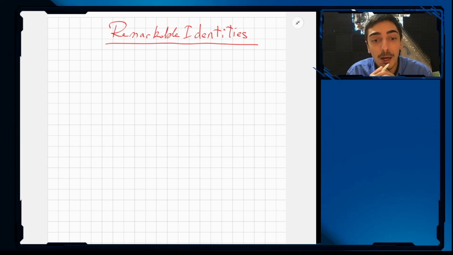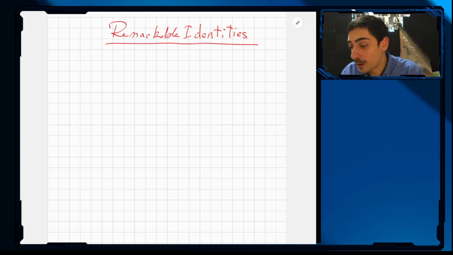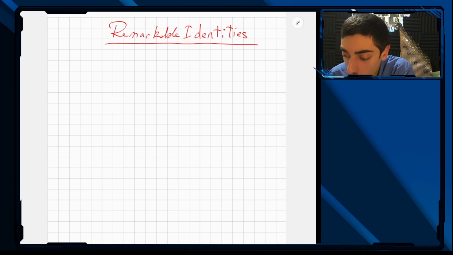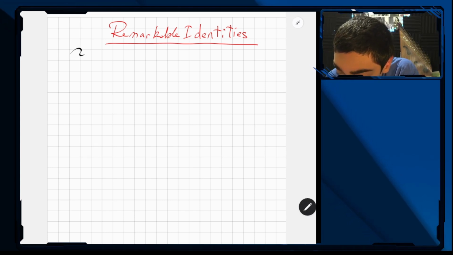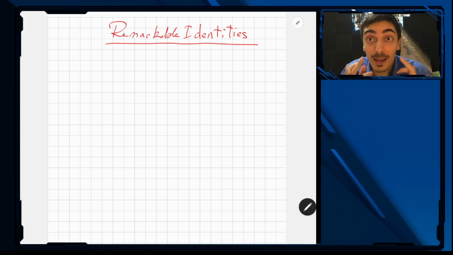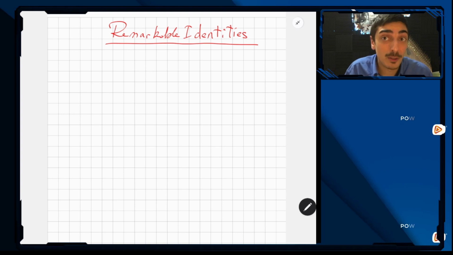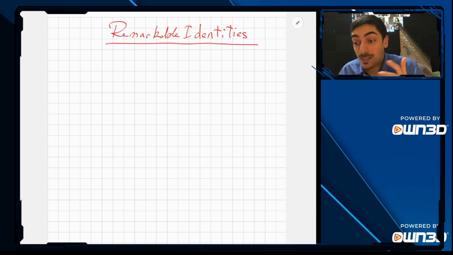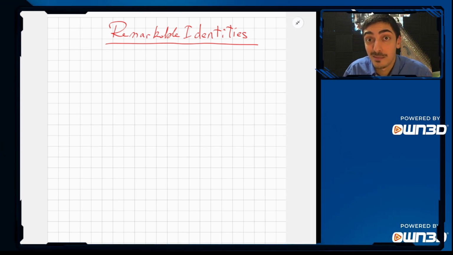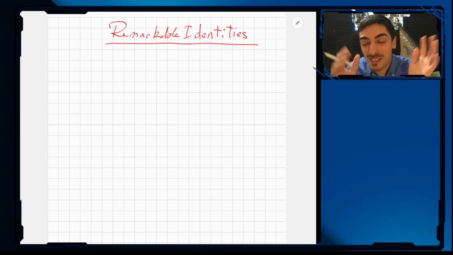So first of all, we need to start from somewhere, and that somewhere is remarkable identities. What are remarkable identities? Well, it's something that you remark with your eyes, and they are identities, which means they are true every time. It's like your identity card. It's specific to you, and it tells your truth in some sense.